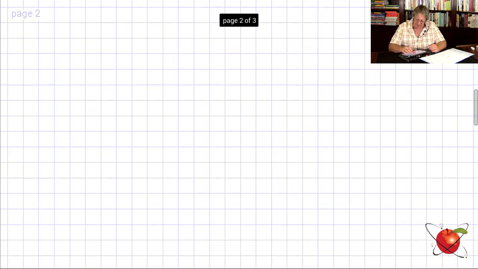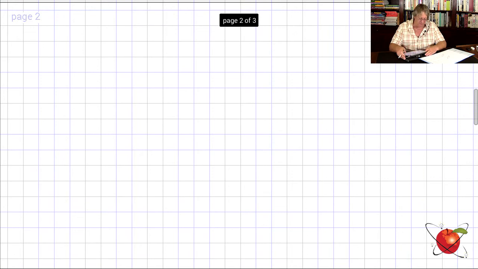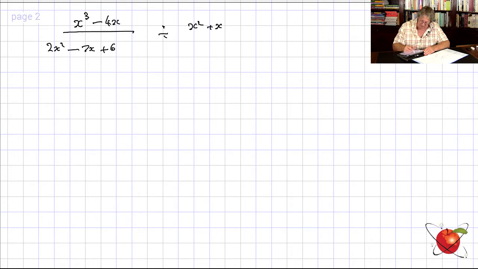Let's have a look at a typical example of these. Let's try this. This is a nice one. x cubed minus 4x divided by 2x squared minus 7x plus 6, divided by x squared plus x minus 2 all over 2x minus 2.